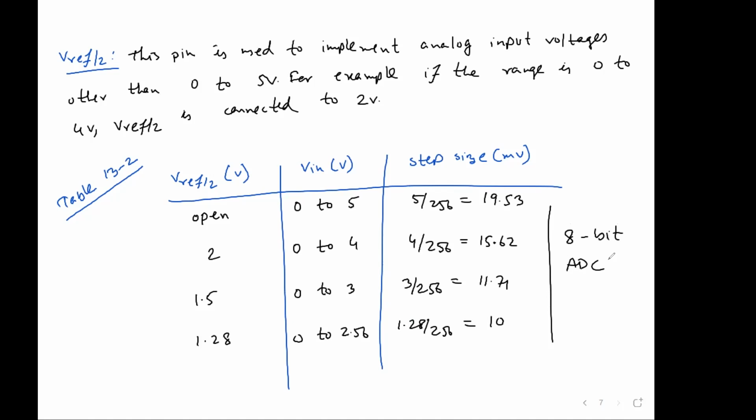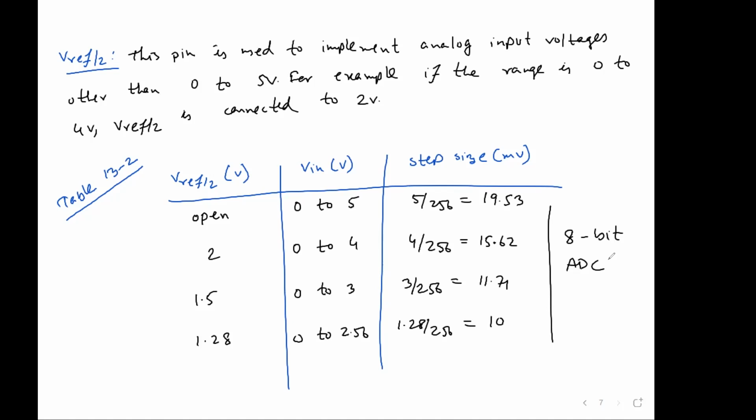The last pin we have are D0 to D7. These are the digital output pins, which may be connected to any device according to the user. The only thing to remember is that the D7 is your MSB, while D0 is your LSB. And that's the end of your pin description of ADC 0804 chip. So if anyone has any question, you can ask.